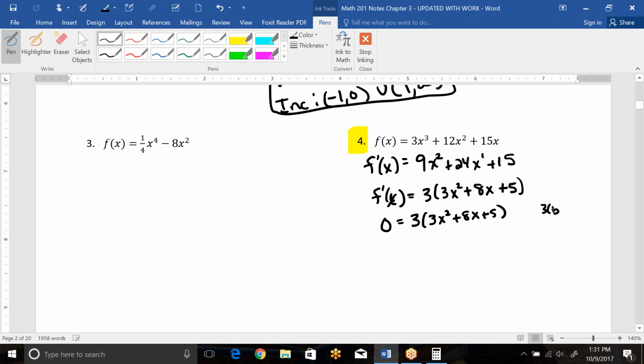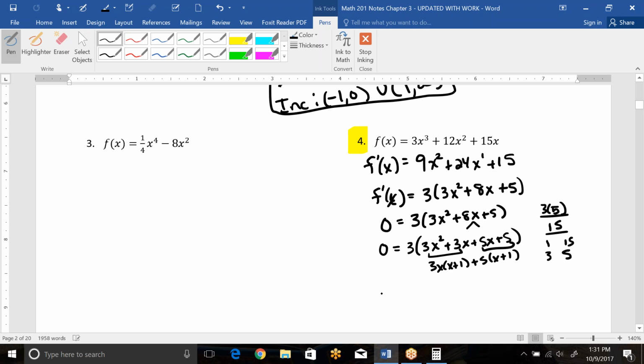So 3 times 5 using factor by grouping is 15. Factors of 15 that make 8 when you add them are 3 and 5. So we remember to expand the middle. So this is 0 equals 3, parentheses 3x squared plus 3x plus 5x plus 5. You factor by grouping here. So this would be 3x times x plus 1, plus 5 times x plus 1. So I get 0 equals 3 times x plus 1 times 3x plus 5. And then we set those equal to 0. The 3 doesn't give us any answers, but this would be negative 1. And the other one would be negative 5/3.